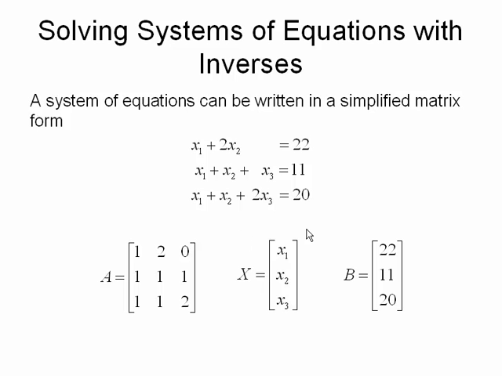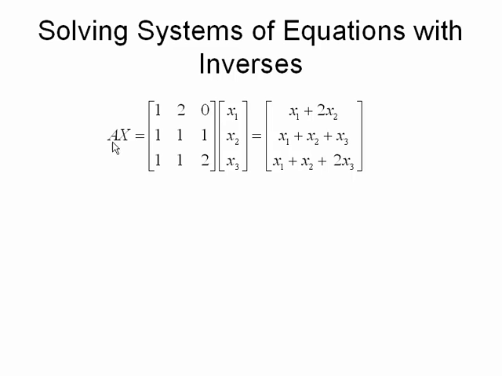The matrix X is our variable matrix, and it contains our variables, x1, x2, x3. And the matrix B is called the constant matrix, and it contains the constants from the right-hand side. Now what remains to be seen is how these three matrices work together to give us the system that we see above.